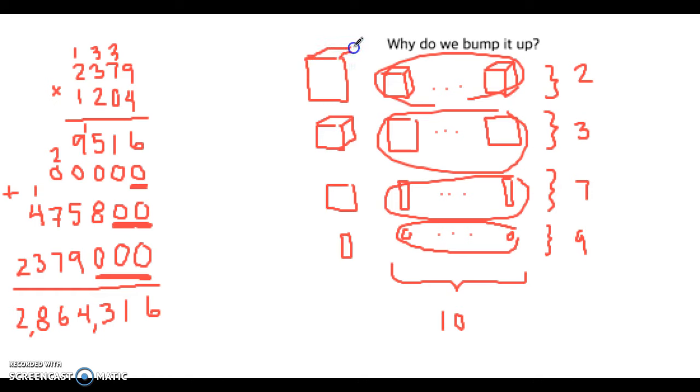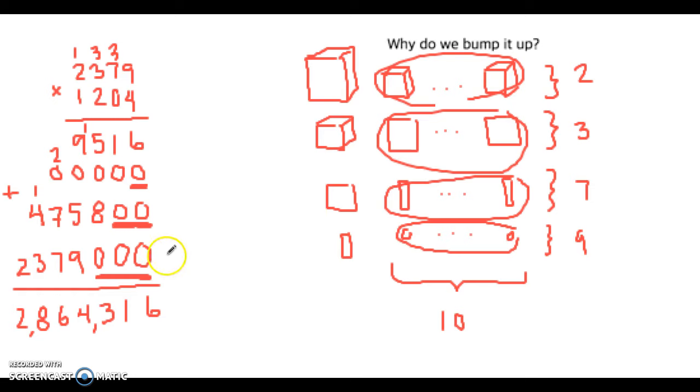So we bump it up because we're combining things by 10, which automatically combines it to a higher value. So our singles become rods, our rods become flats, our flats become cubes, and our cubes become supercubes. And that's why we append our zeros depending on what place we're multiplying it by.